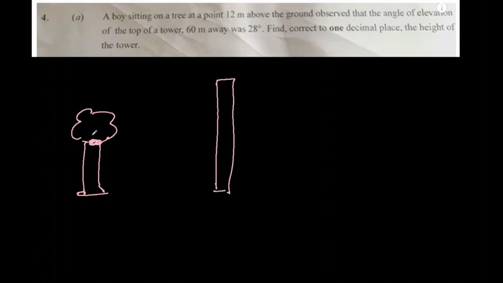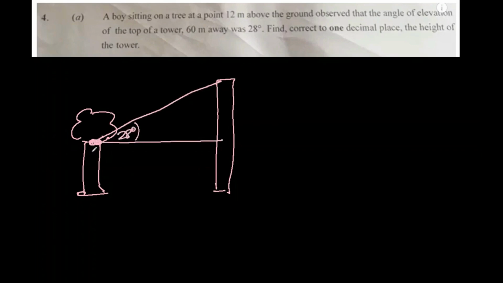Question 4a. A boy sitting on a tree at a point 12 meters above the ground observed the angle of elevation of the top of a tower 60 meters away was 28 degrees. So suppose this is the tree. The boy is sitting here. Okay, this is the tower. And the angle of elevation from the boy to the top of the tower is 28 degrees.